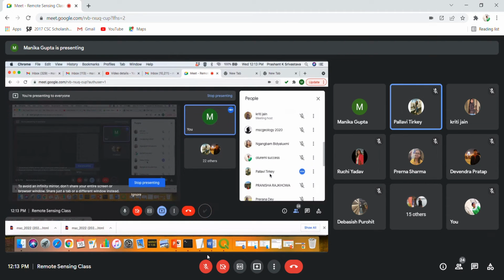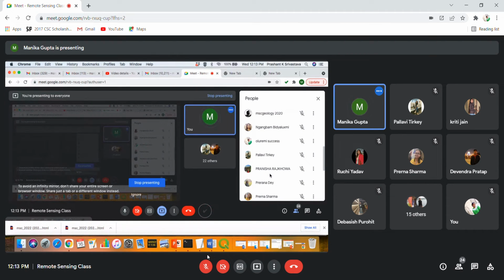Yes, ma'am. What is a vector layer, Pallavi? Ma'am, storing the data in vector format. Vector data is storing the data in the vector format. Okay?